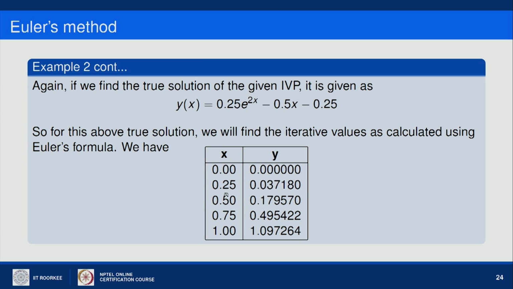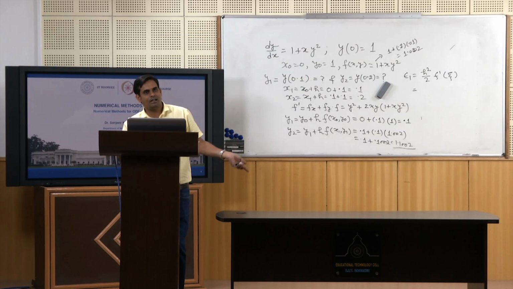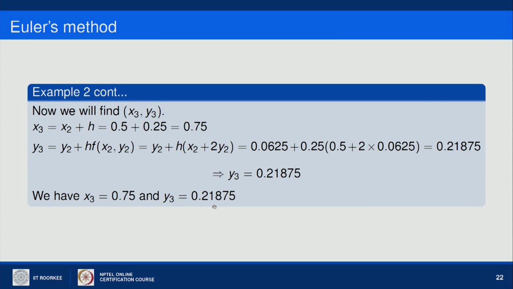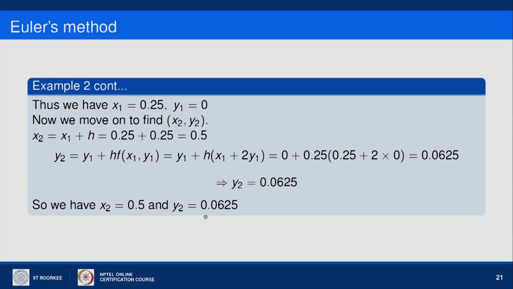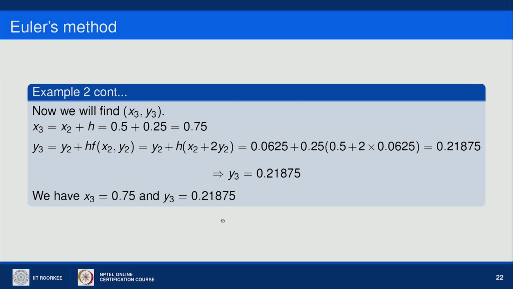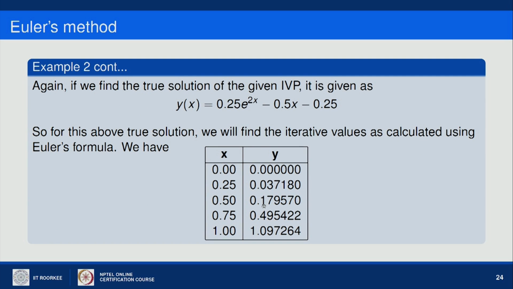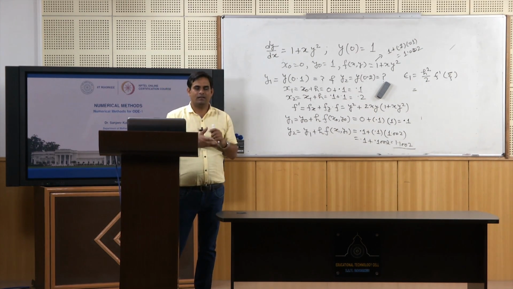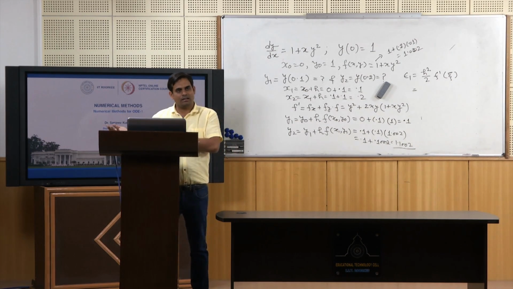If I calculate the values at 0.25 by Euler's method we are getting 0, but from the exact solution it is 0.03780. By the numerical Euler's method at 0.5 I am getting y as 0.0625, while the exact value at 0.5 is 0.179570. And similarly, we are having big errors at x equals 0.75 and x equals 1 also. So, it means Euler's method is having large error when compared to the exact solution.